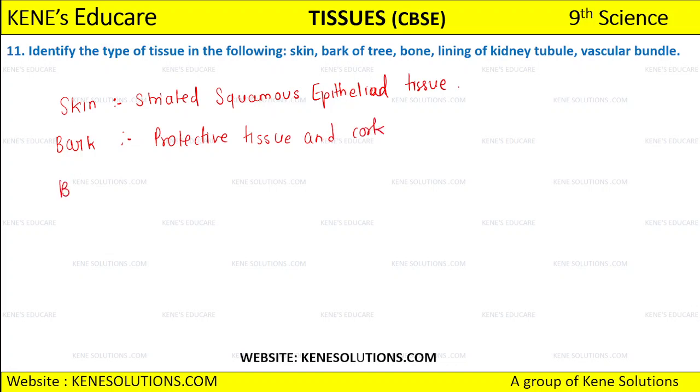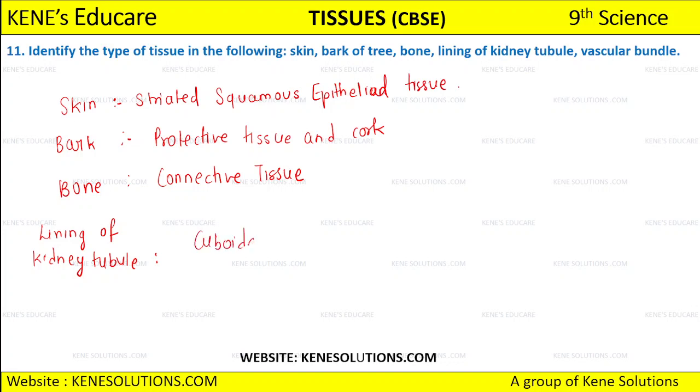Then in the bone, which kind of tissue do we have in the bone? We have connective tissue, right? I hope you remember. Bone, blood and all, connective tissue. After that, the fourth thing that we have is the lining of the kidney tubule. So lining of kidney tubule mein we have which kind of tissue? We have cuboidal epithelial tissue. क्या है? We have cuboidal epithelial tissue.